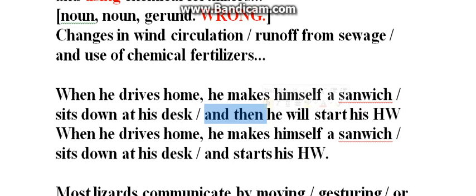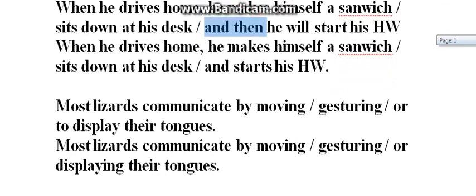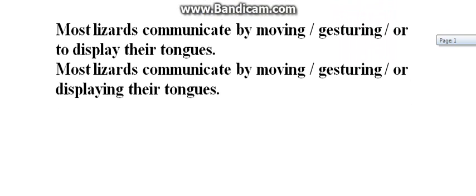That's what parallel means, at least in grammar. How do we correct the sentence? Well, we say, when he drives home, he makes himself a sandwich, sits down at his desk, and starts his homework. He makes, he sits, he starts. Instead of saying he makes, he sits, and then he will start. Keep in mind, parallel things need to be the same. That's why they're called parallel.